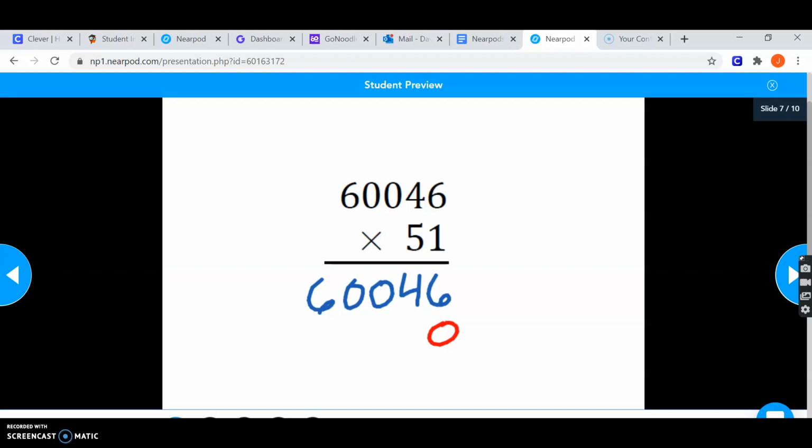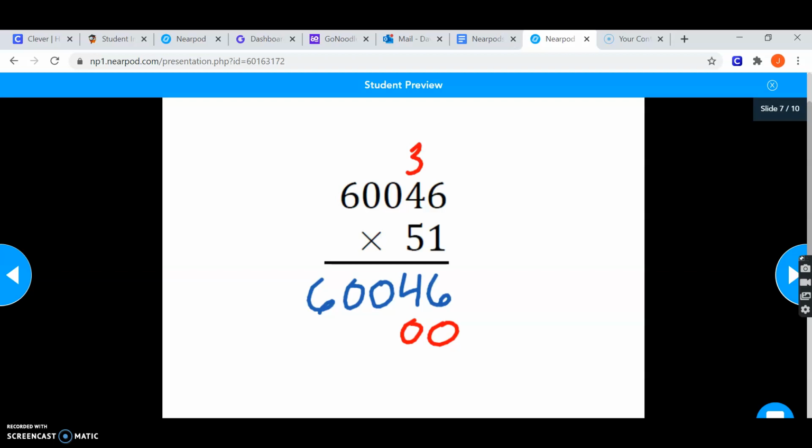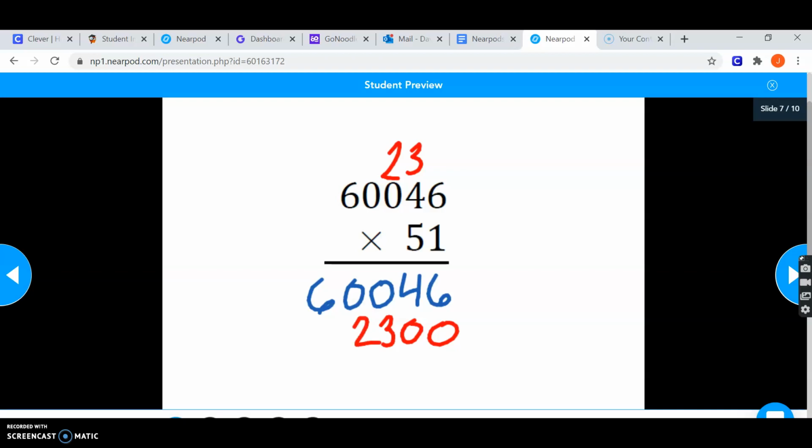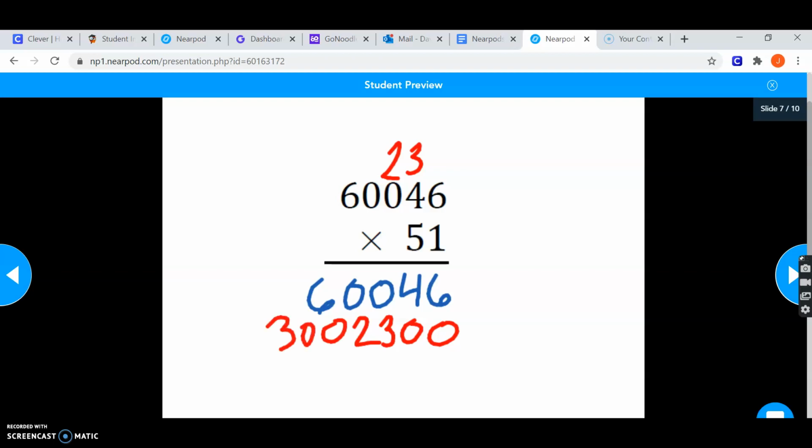5 times 6 is going to give me 30. Regroup that 3 over that 4. 5 times 4 is 20 plus 3 gives me 23. Regroup that 2 over the 0. 5 times 0 is 0 plus 2 is 2. 5 times 0 is 0. And 5 times 6 is 30.